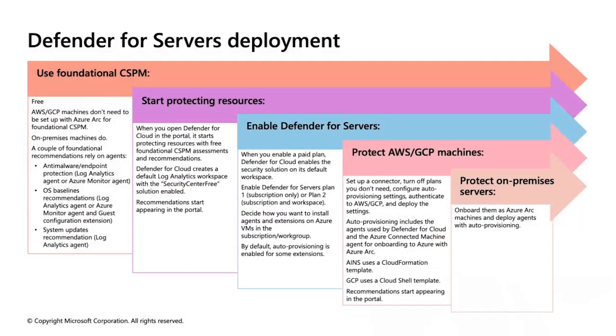Also, this protects your AWS and GCP machines. So by adding the Azure Arc related management, we can bring AWS and GCP machines into Microsoft Defender for Cloud, and we can detect vulnerabilities for these third-party cloud resources as well. We can also onboard my on-prem resources, on-prem VMs using Azure Arc, and we can deploy the agent automatically using the auto provisioning options that I was talking about. And in this way, definitely we can protect our server workloads.